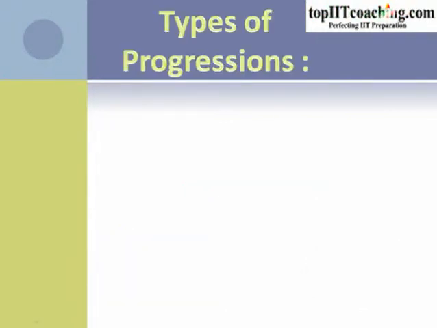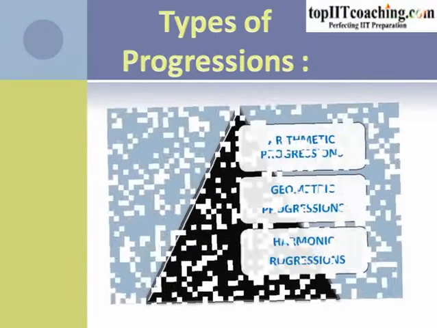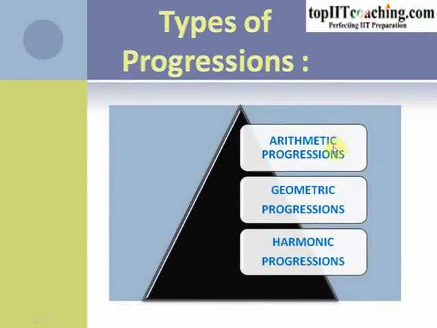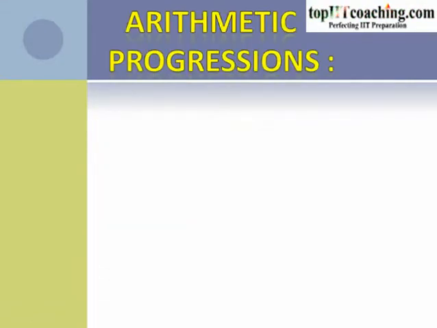Now, what are the different types of progressions? We have just seen what a progression is, but there are different types of progressions, and these are the arithmetic progressions, geometric progressions, and the harmonic progressions. So these are the three major types of progressions that we are going to study in this chapter. One by one we are going to see all these three types of progressions. The first is the arithmetic progressions. Now what are arithmetic progressions?